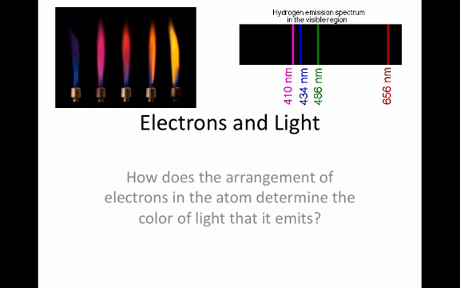And the emission spectra, remember, was the colored lines that show up when you looked at the light given off from an element through the diffraction lenses, the little glasses that looked like 3D glasses. And so we're going to look at that a little bit further and basically answer the question here at the bottom of the page. How does the arrangement of electrons in the atom determine the color of light that it emits?